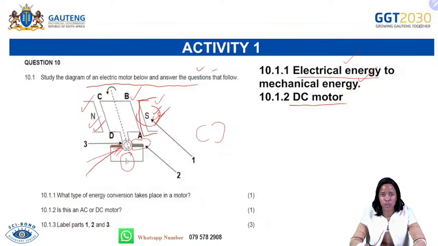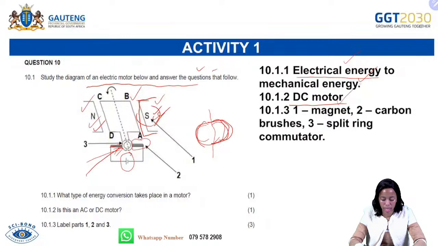Then for number 3, what is it that we have? Remember, we said that we have this ring here. But now the ring is split into 2, so it's not going to be a slip ring, but it's going to be a split ring commutator. Okay, so number 1, we said it's going to be the magnet. Number 2 would be the carbon brushes that are connected to the split ring commutator as well as to the external circuit. And then number 3, we said that it's going to be the split ring commutator.